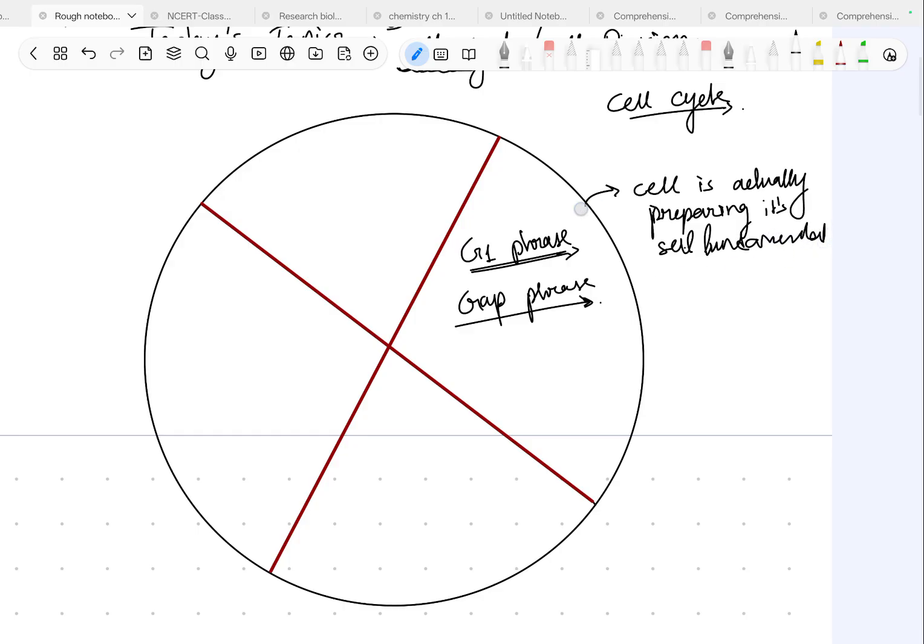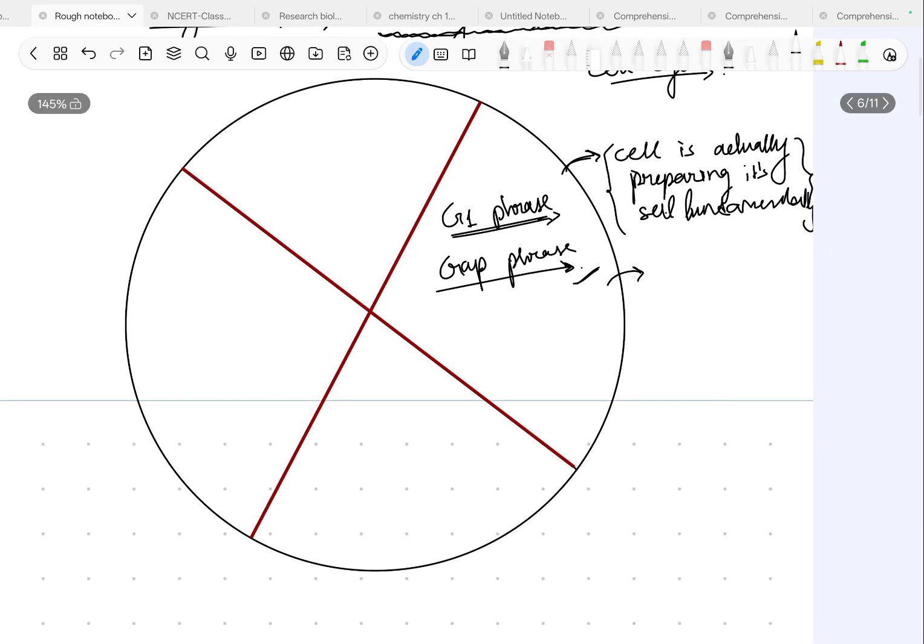Okay, so basically in the G1 phase the cell is fundamentally preparing itself. What occurs in this G1 phase? We will see the signals for DNA replication coming. Although DNA is not replicated in this phase, the signals are coming for the DNA replication.